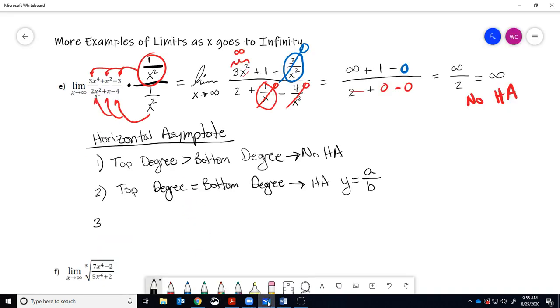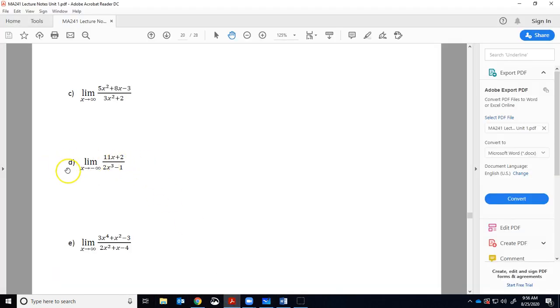One more case that we talked about. What if the top degree is less than the bottom degree? Well, that means that the bottom gets bigger, bigger, bigger faster than the top degree. So we saw that in finding the limit in this case. I should go back and show you which problem. We found that the horizontal asymptote was at y equals 0. So that one was D, where the top degree is less than the bottom degree. So this was a 1 and a 3, the degrees, and that is why the horizontal asymptote went to 0.